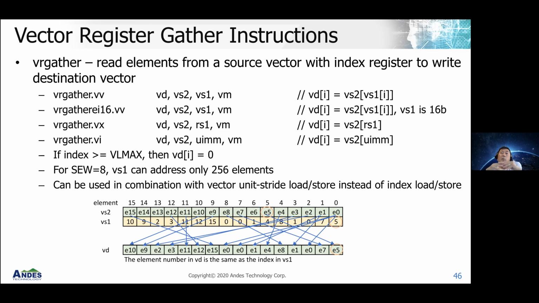And so with the gather instruction, you can actually use a vector unit load store instruction, because you can load the data in, and then you can use the gather instruction to shuffle the data around instead of using the index load store to load the data. In that way, you can use the unit stride load store and then shuffle the data as you want with the gather instruction.